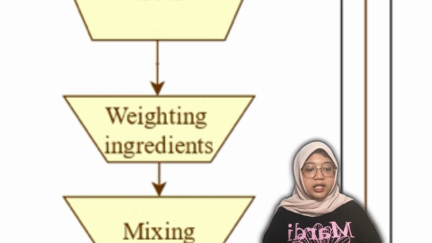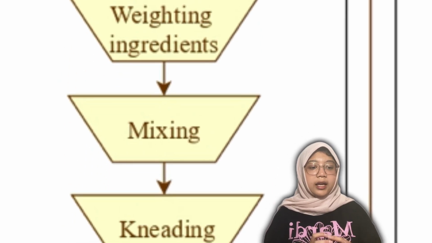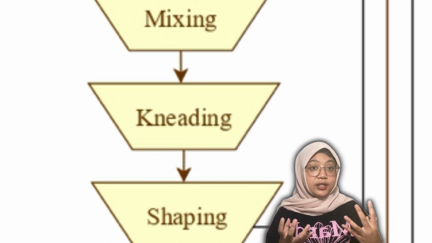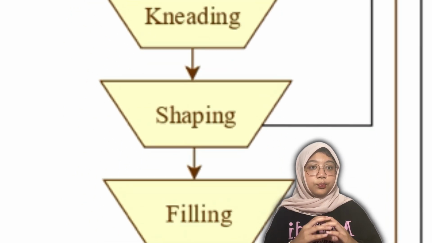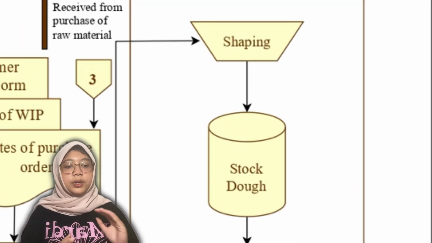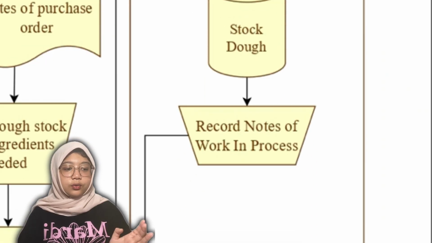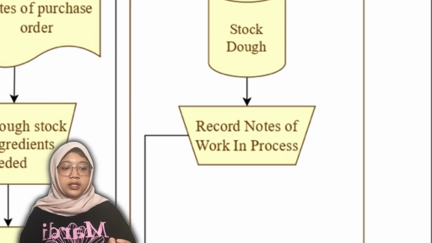First is weighing ingredients based on the recipe and order details, and then mixing the ingredients to form dough, then kneading until the correct consistency is reached, and then shaping the dough into round portions. After shaping, the dough is stored in the inventory as stock dough to be used for the next production steps. At this stage, production records the stock dough in the notes of work in process to track unfinished product. These work in process notes are later reported to the sales department, which compiles all ongoing production records.